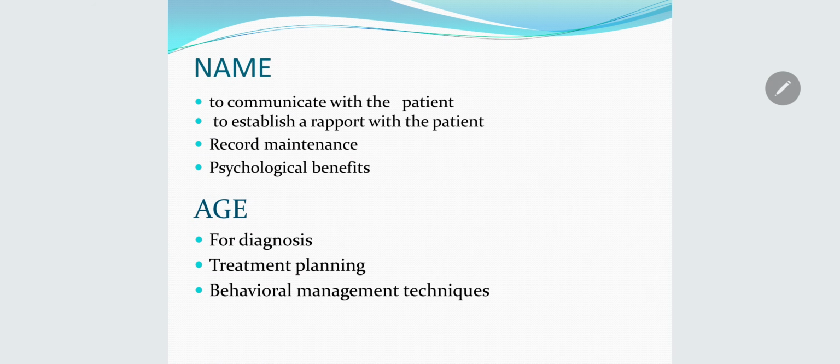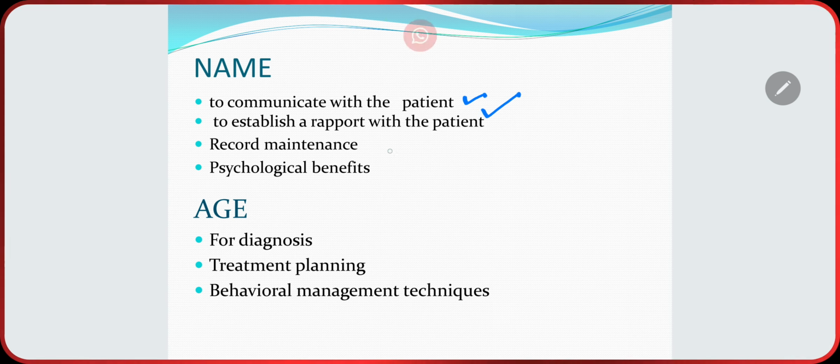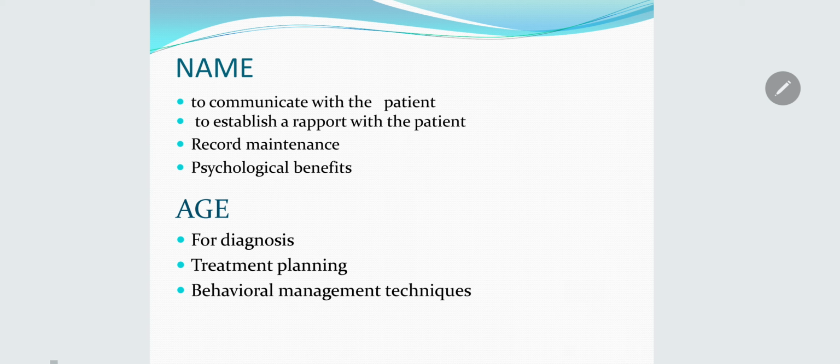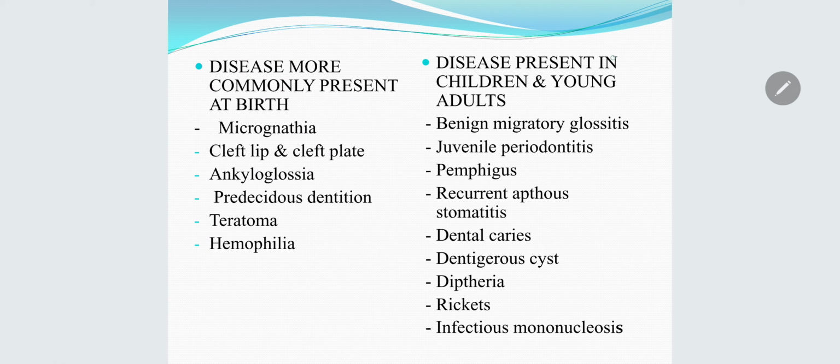Name is to communicate with the patient, to establish a rapport, to record the maintenance, and for the psychological benefits also. Age is for diagnosis, treatment planning, and behavior management techniques. As we know, behavior management techniques are necessary for children, and a few diseases are related to age. We will see that. If you see diseases, why is age important?